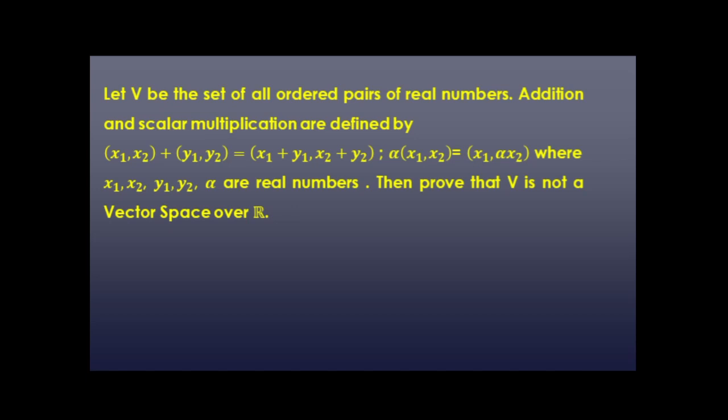So now we have seen the definition of a vector space, one example of a vector space, and one example that is not a vector space.